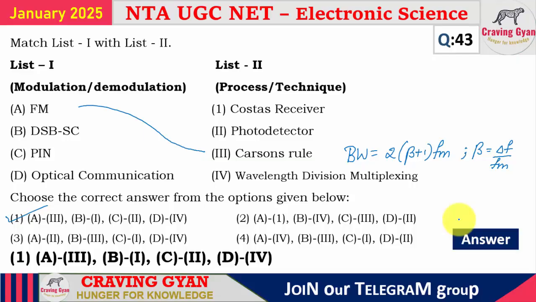So what is the answer? Option 1 is correct. In the case of DSBSC, you're going to make use of Costas receiver, right? You will have a problem of the Donald Duck voice effect, in which modulation you will have these errors. Already in the analog communication revision video, I have explained these things. In the case of PIN diode, it is used as a photodetector. Optical communication uses wavelength division multiplexing. Already discussed. In the case of photodiode, you will be operating in the third quadrant. In the case of solar cell, you are going to operate in the fourth quadrant.